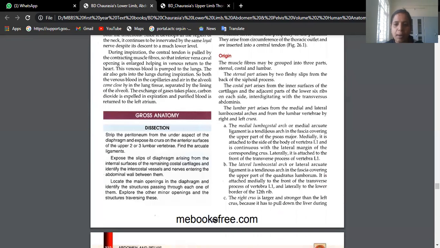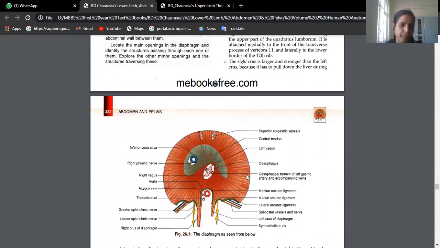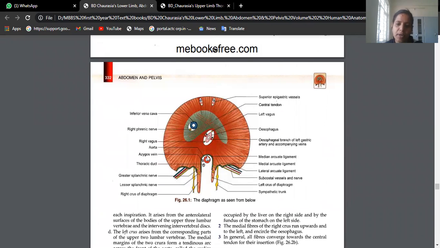Okay. So the medial lumbocostal arch, or medial arcuate ligament, is coming from, see here, if you just consider this as the body of the first lumbar vertebra, here you have the lateral aspect of the body, and here you have the tip of the transverse process. From the lateral aspect of the body to the tip of the transverse process, you have the medial arcuate ligament. From the tip of the transverse process till the floating last rib, we have the lateral arcuate ligament. Joining the two medial arcuate ligaments in the midline, we have the median arcuate ligament.